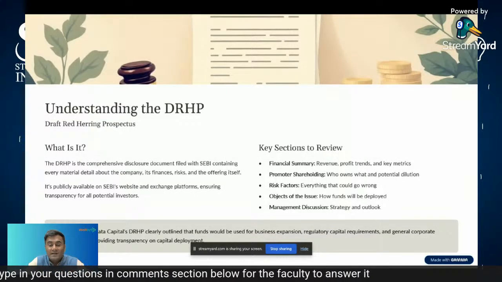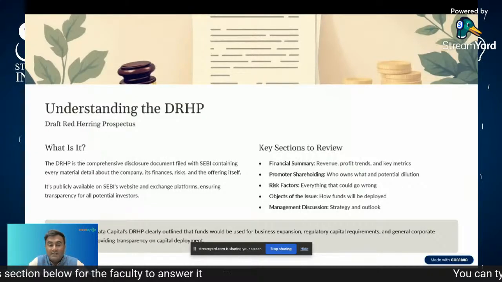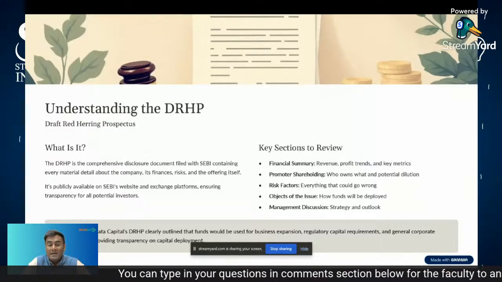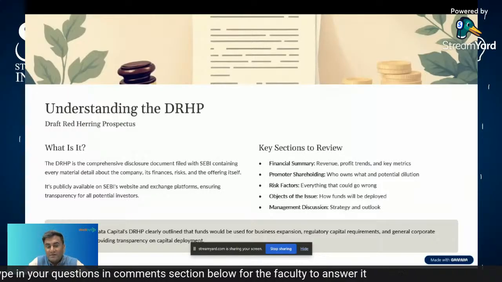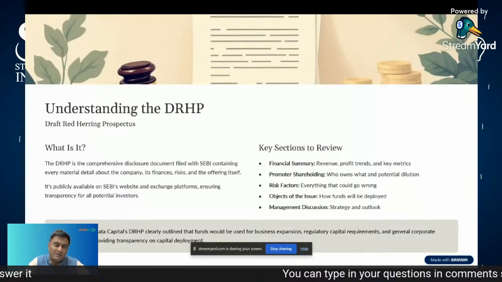And next, we have understanding the DRHP, the draft red herring prospectus. What is it? The DRHP is the comprehensive disclosure document filed with SEBI containing every material detail about the company, its finances, risks, and the offering itself. This is a publicly available document on SEBI's website and exchange platforms. In fact, now you can just search it online as well.